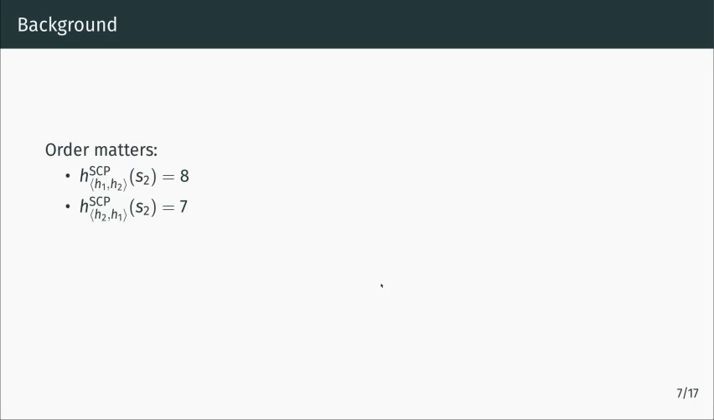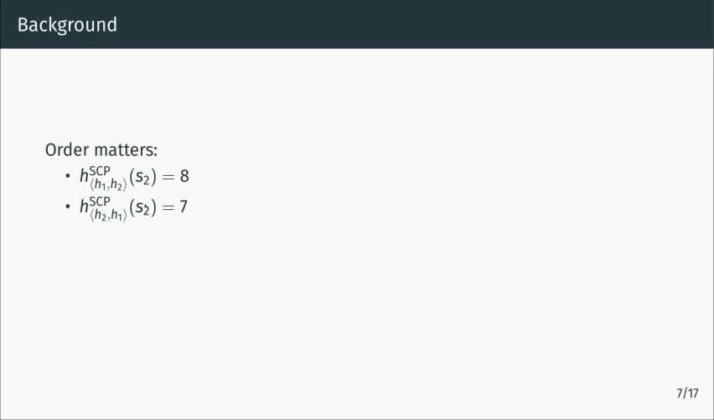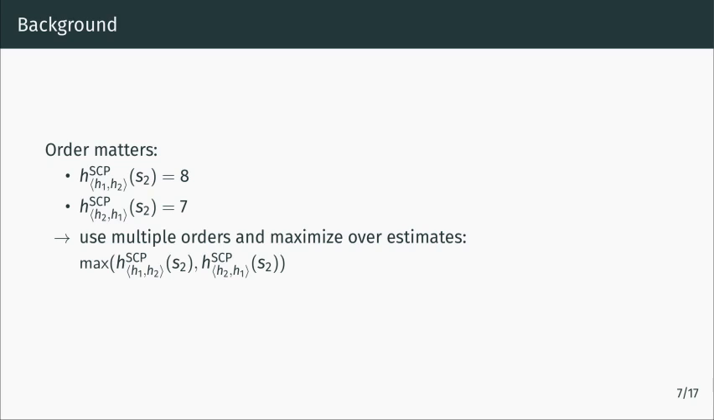And in saturated cost partitioning, the order is very important. So when we say we consider the first heuristic first and then the second, we get an estimate of 8. If we do it the other way around, we only get an estimate of 7 for state S2. And what we usually do to avoid this kind of situation is we use multiple orders, compute the saturated cost partitionings for them, and then we maximize over the estimates. So this is what is depicted here.